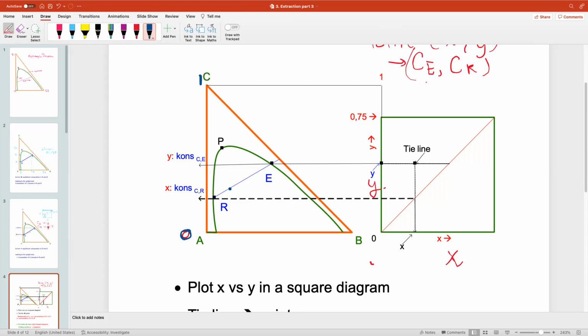Let's say this is the line here. So the y for the extract, draw the line up to here. So this is the y for the extract. And then this one is the composition of the raffinate. Because this is a square, put it here for the x, and then read the x, because this is y equal to x. This reading tells you the point of the x, and then go that way, and then we get the points here.